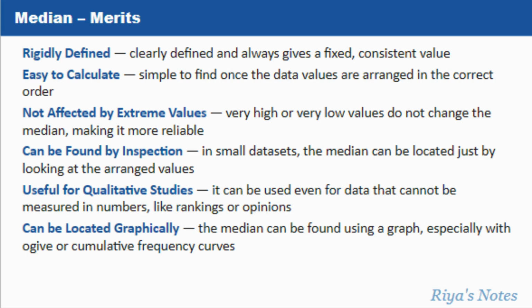Median, merits. Rigidly defined: clearly defined, and always gives a fixed, consistent value. Easy to calculate: simple to find once the data values are arranged in the correct order. Not affected by extreme values: very high or very low values do not change the median, making it more reliable. Can be found by inspection. In small datasets, the median can be located just by looking at the arranged values. Useful for qualitative studies: it can be used even for data that cannot be measured in numbers, like rankings or opinions. Can be located graphically: the median can be found using a graph, especially with ogive or cumulative frequency curves.